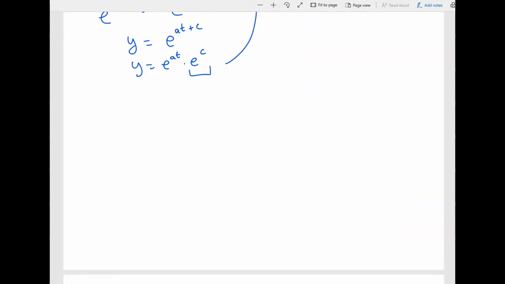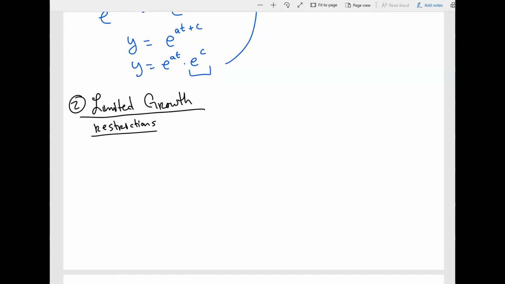So another type of differential equation is what we call limited growth. So we have this limited growth model. And what we basically say is that unlimited growth is not really real. So we have some restrictions here. Some restrictions here are that you have food scarcity, space, the lack of space.